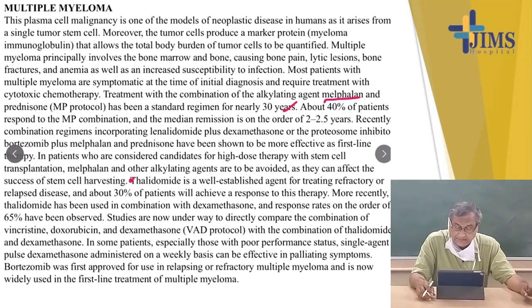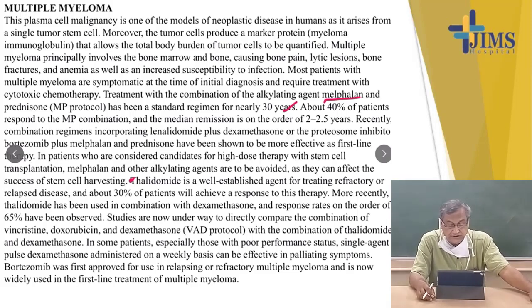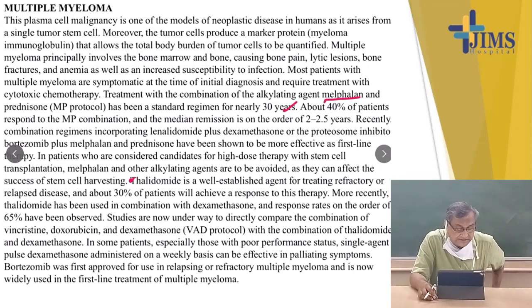Thalidomide is a well-established agent for treating refractory or relapsed disease, and about 30% of the patients will achieve a response to this therapy. More recently, thalidomide has been used in combination with dexamethasone, and response rates on the order of 65% have been observed. Studies are now underway to directly compare the combination of vincristine, doxorubicin, and dexamethasone with the combination of thalidomide and dexamethasone.